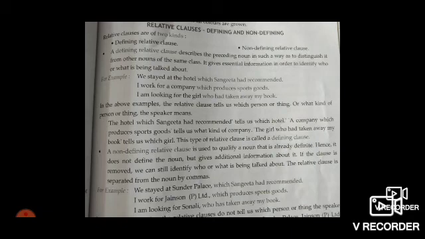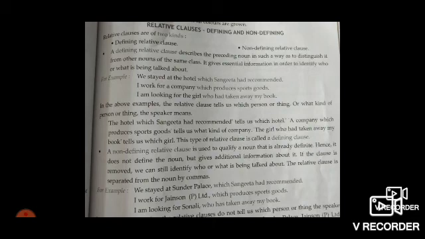A non-defining relative clause is used to qualify a noun that is already definite. Hence, it does not define the noun but gives some additional, extra information about it. In the same way, defining relative clauses give essential information about the noun. A non-defining relative clause is, for example, I work for Jensen Private Limited, which produces sports goods.